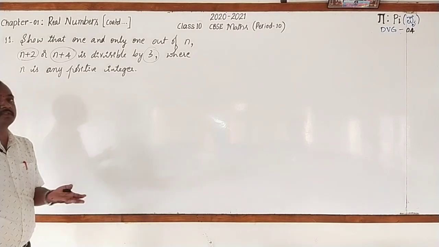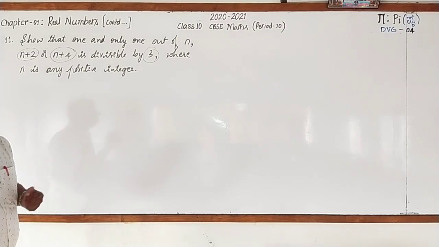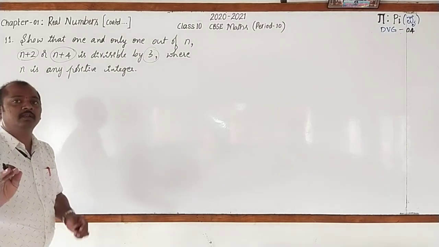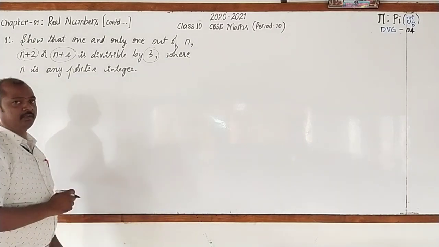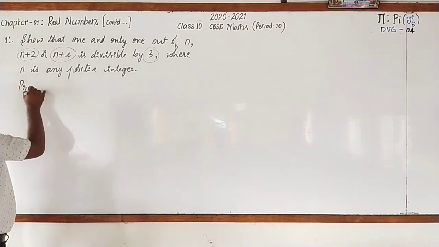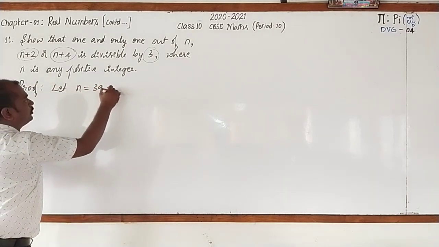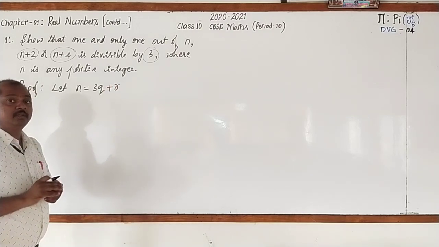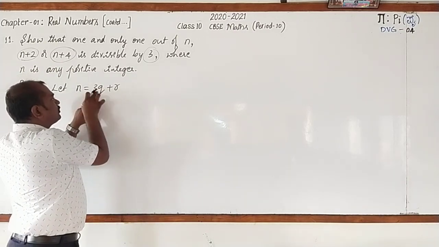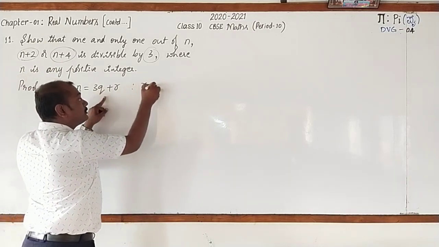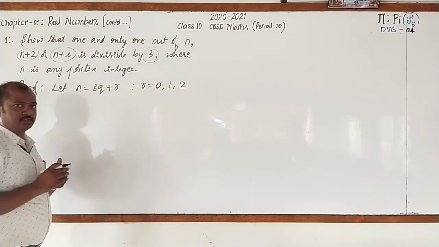If n is any positive integer, that means some of them are divisible by 3, some are not divisible by 3. In general, if n is divided by 3, how do you write it? Here I write. Just look at it. Let n equal 3q plus r. Can we write so? The remainder may be 0 or any other number. So, if n equals 3q plus r, the possible remainders are 0, 1 and 2, right?